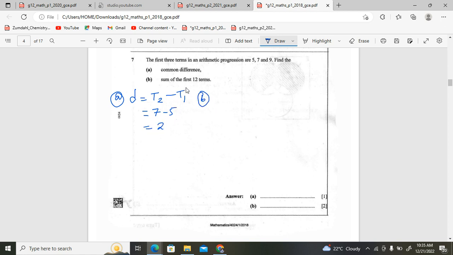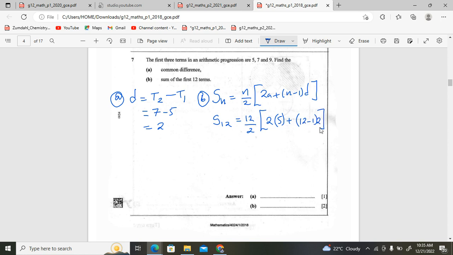And then we want to find out the sum of the first 12 terms. So the sum of an arithmetic progression is given by n over 2, and then 2a plus n minus 1 multiplied by d. So we're talking about the sum of the first 12 terms. So n is 12 over 2, and then we're going to have 2a. A is what? A is the first term. You can see the first term is 5, and then plus n. N is how many terms are we talking about? We're talking about 12 terms, and then minus 1 times d, which is the common difference, is 2.